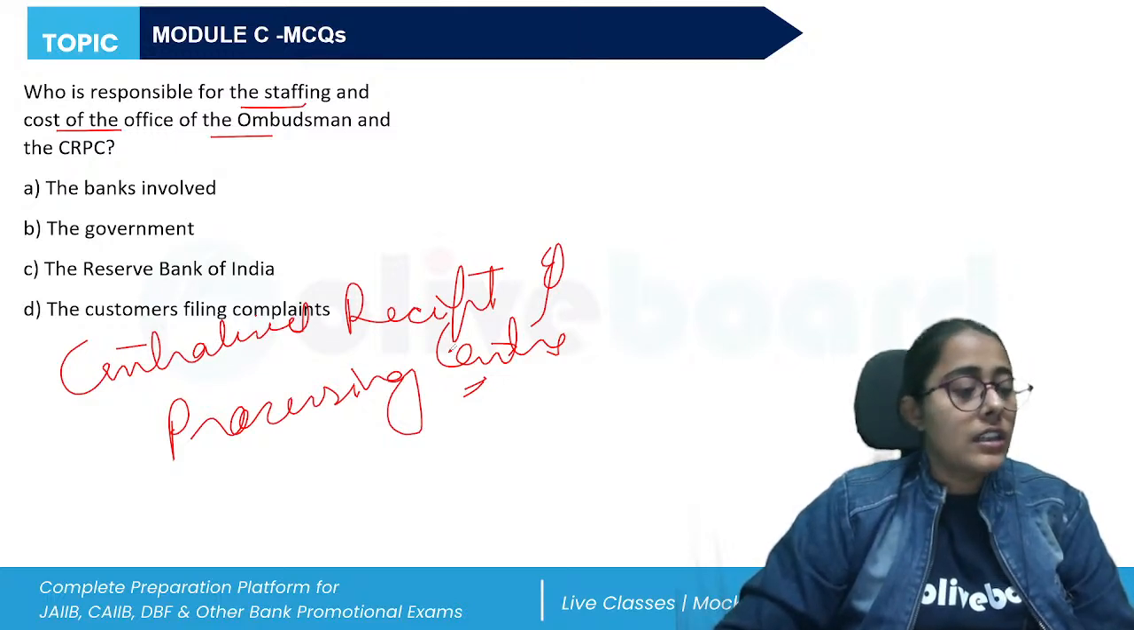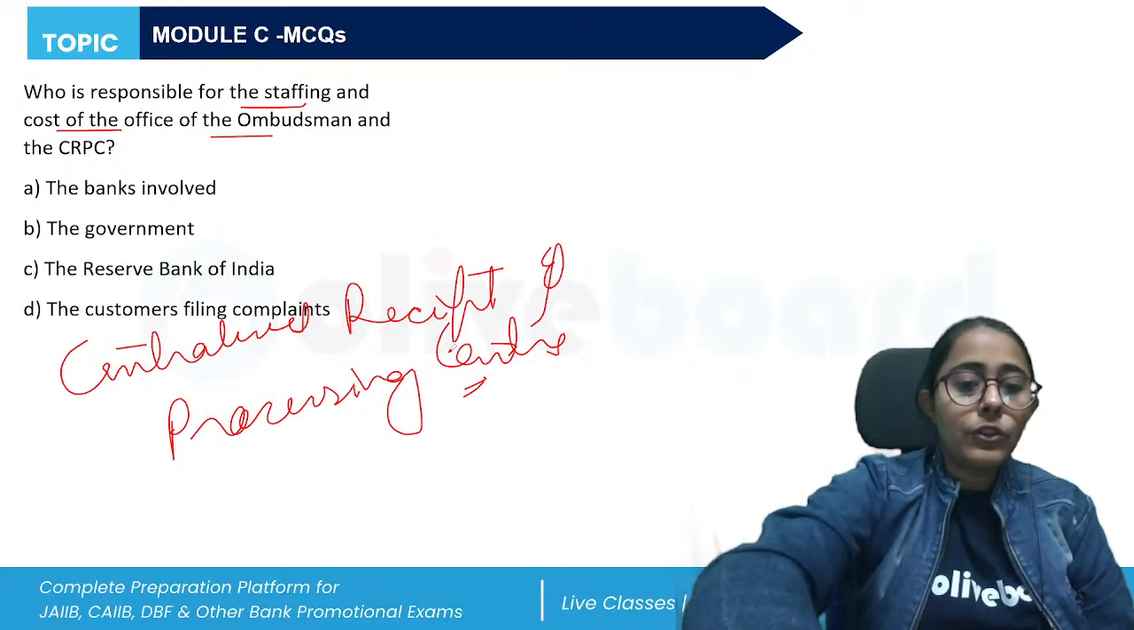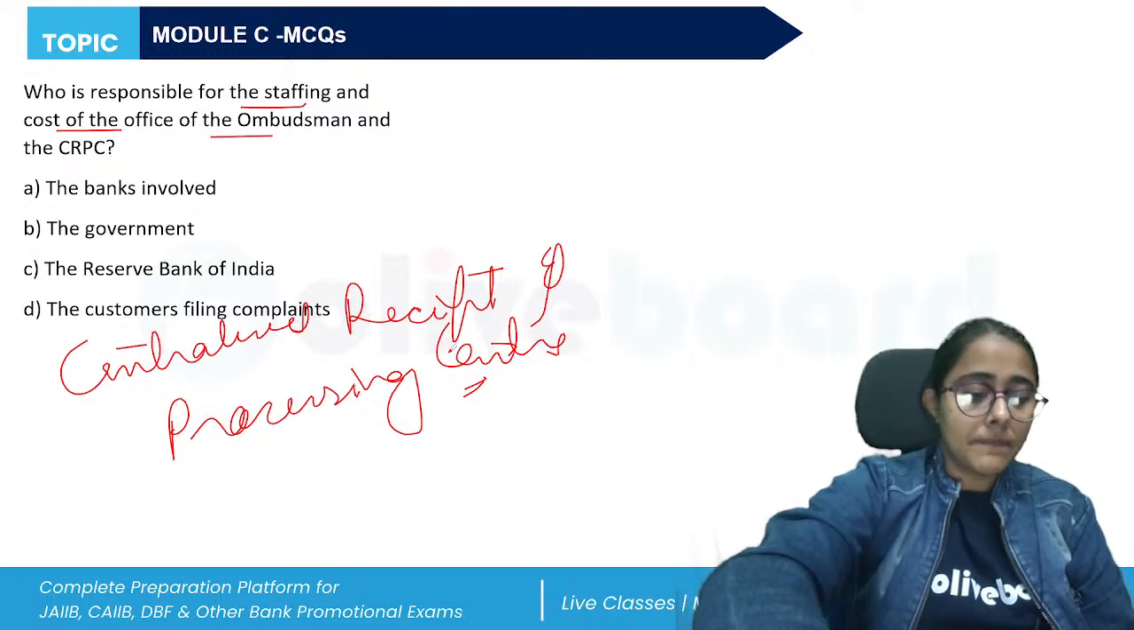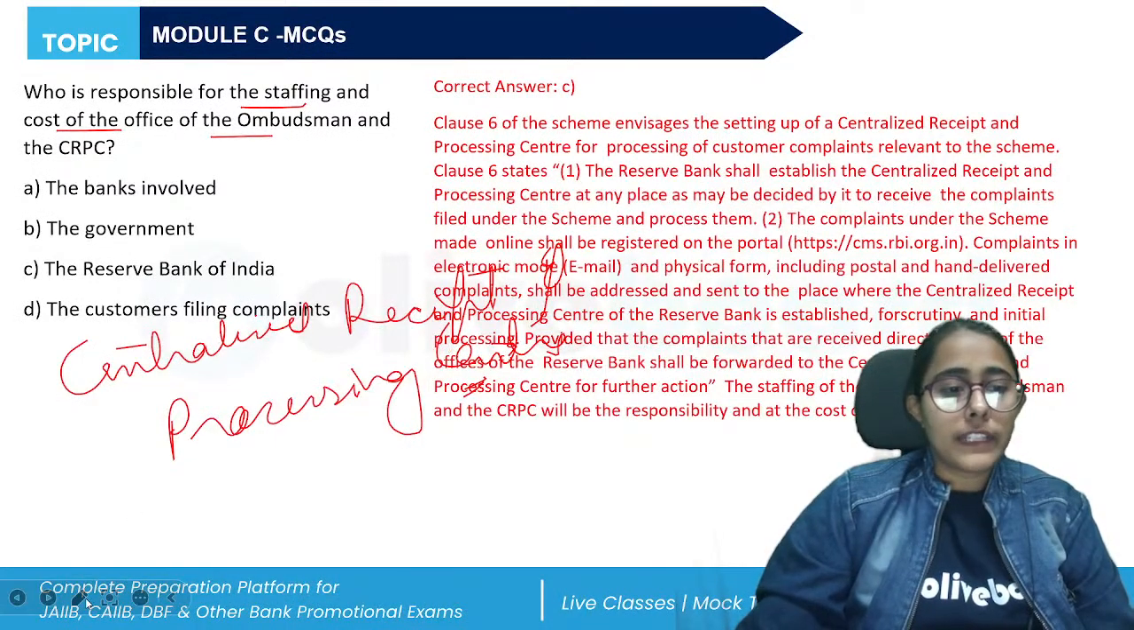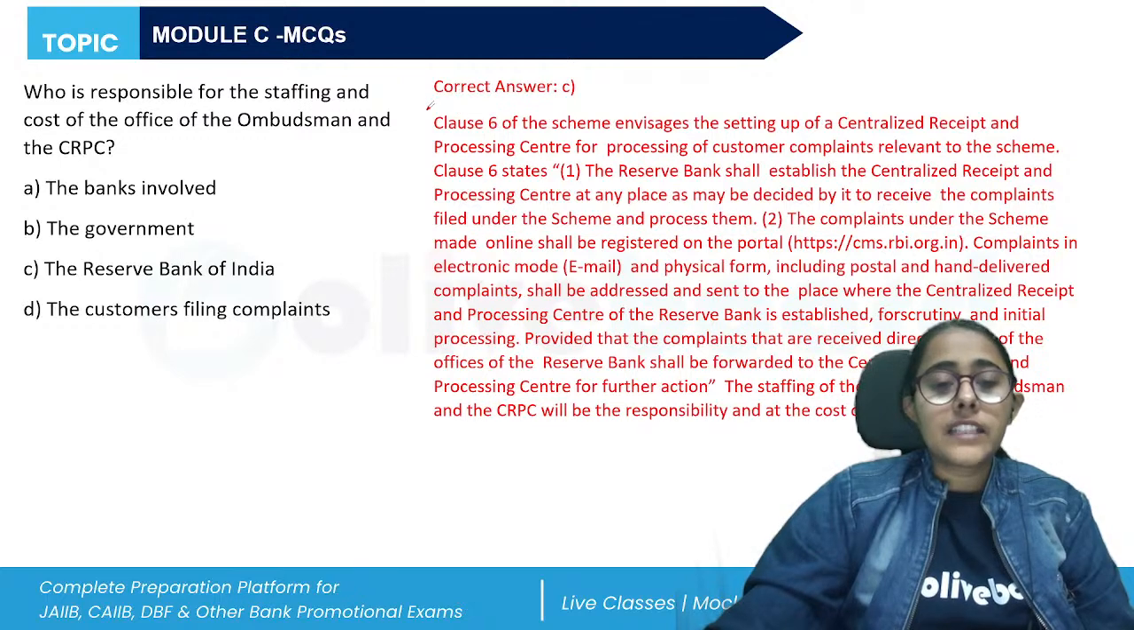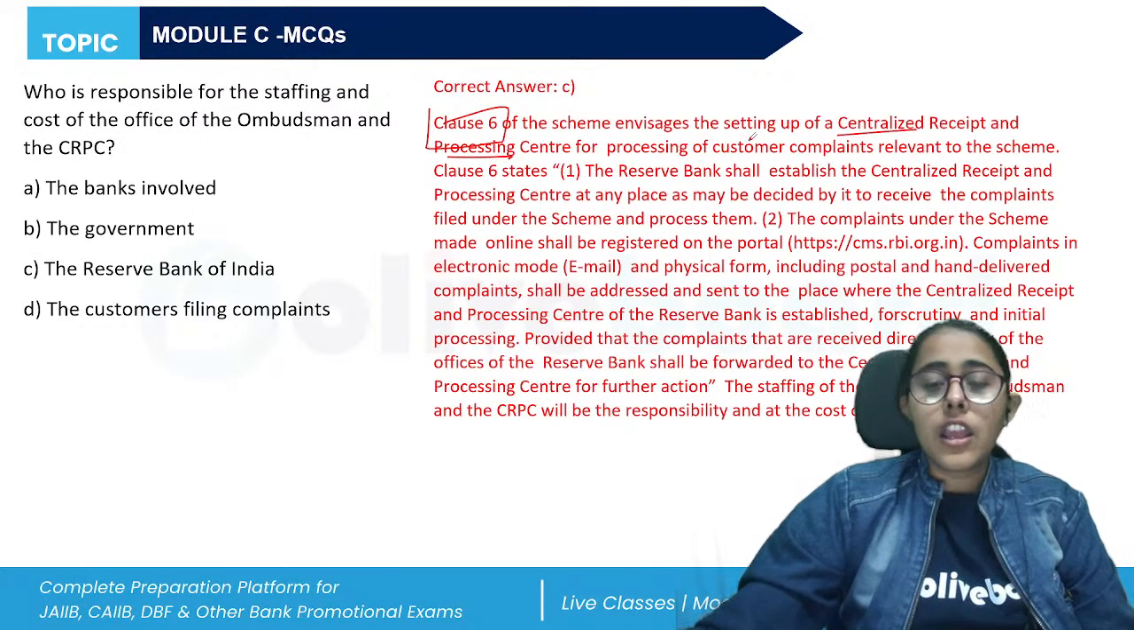Whether the banks involved, the government, the Reserve Bank of India, or the customers who are filing the complaints. Who needs to undertake the costs of the office of the Ombudsman and the CRPC? The correct answer is option C, that is the Reserve Bank of India, RBI. This is given in clause 6, that setting up of the centralized receipt and processing center for processing of the customer complaints relevant to the scheme has to be done, and the RBI shall establish this CRPC at any place as may be decided by it to receive the complaint.